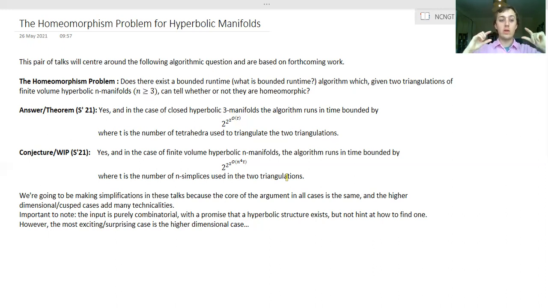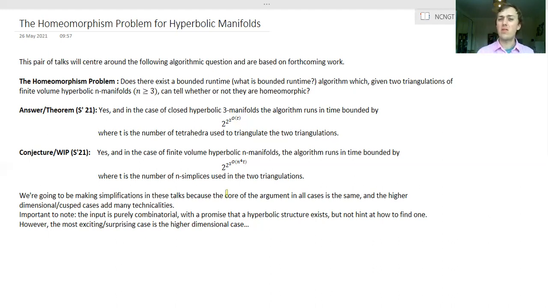So the input here is purely combinatorial. It's a simplicial complex which can be described using a very small amount of data. And, as I said about a friend that you trust earlier, there's a promise that a hyperbolic structure exists, that you can believe, but no data about that hyperbolic structure is given to you. There's no hint at how to find that hyperbolic structure, just the promise that it exists.